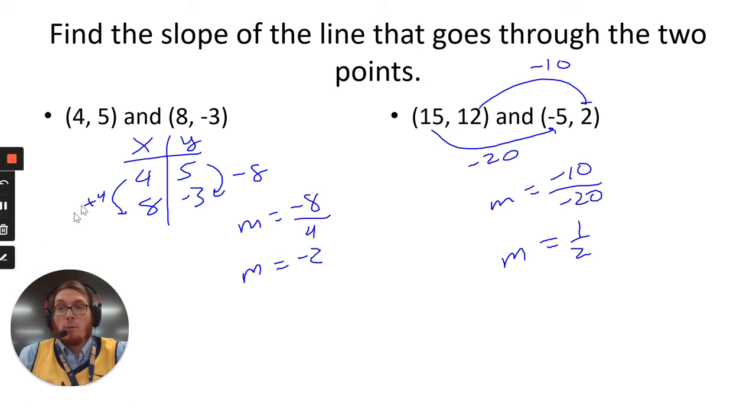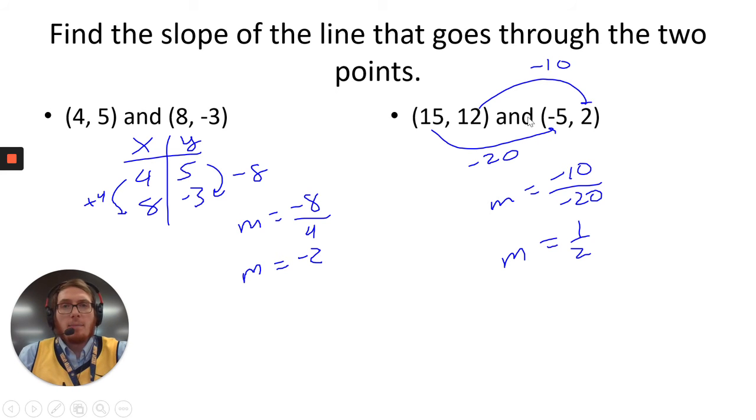And then to get from 4 to 8 is plus 4, and so negative 8 divided by 4 would be a negative 2. Remember, for slope, if it's an integer, there's an implied divide by 1, because that means the rise and the run. There has to be a number there on the bottom, otherwise it would be undefined.